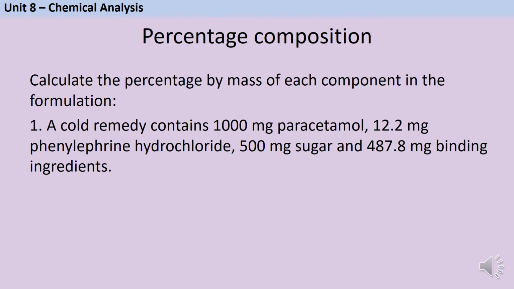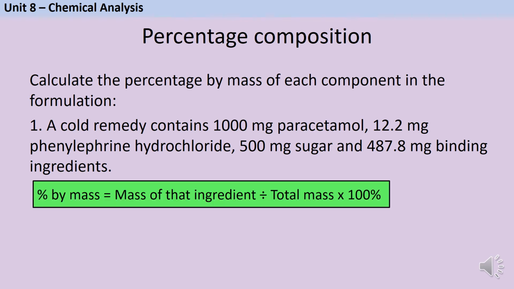So here we've got a cold remedy, something like Lemsip, and it contains exactly 1,000 milligrams of paracetamol, exactly 12.2 milligrams of the decongestant that I'm not even going to try and pronounce, and then 500 milligrams of sugar and 487.8 milligrams of some kind of binding ingredients to hold it together. So if I'm asked to work out what the percentage by mass of, say, paracetamol is, I need to know what the mass of that ingredient is and the total mass. So I do a little division and then I multiply by 100% to turn it into a percentage.